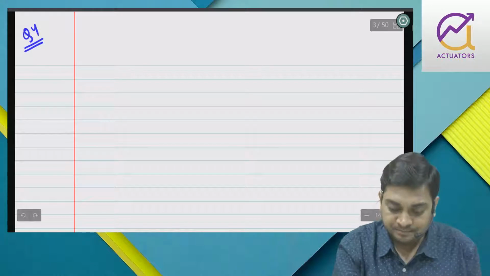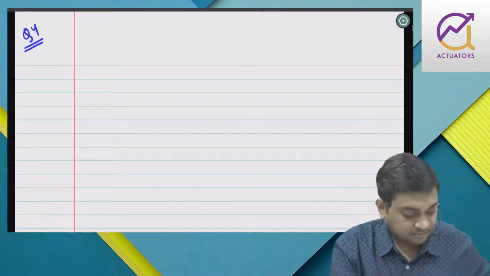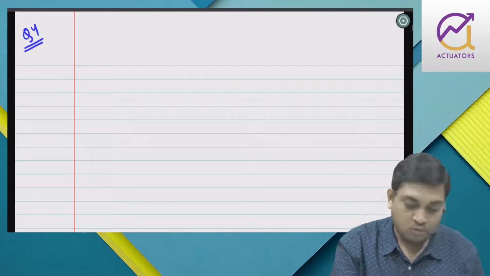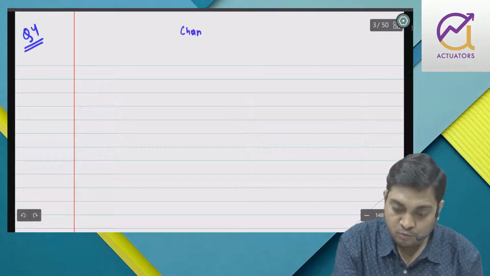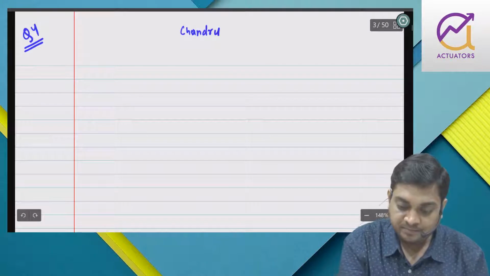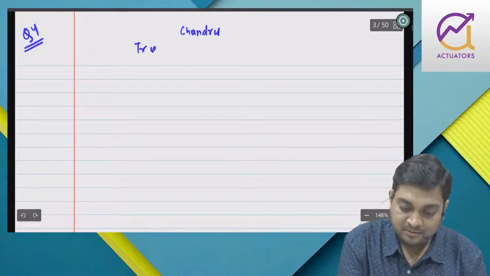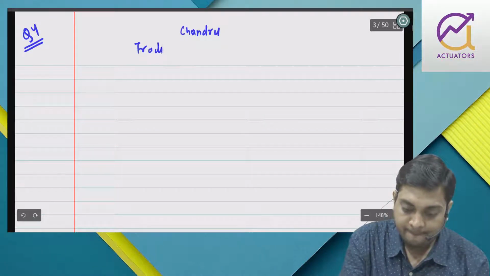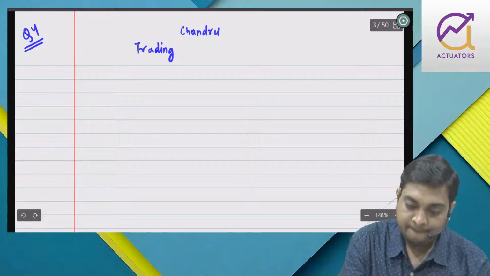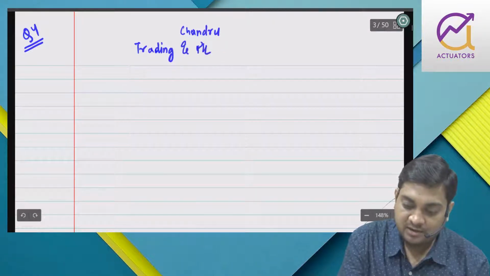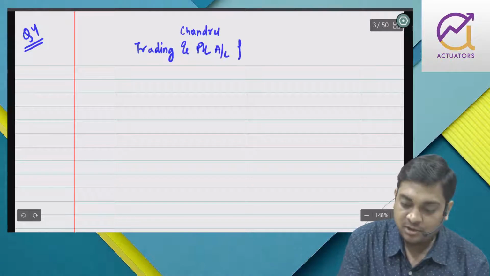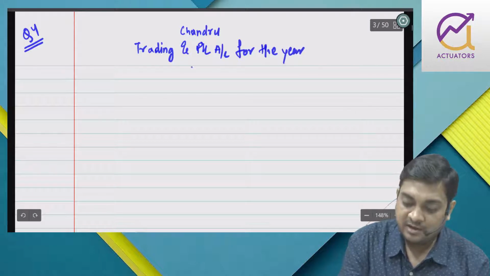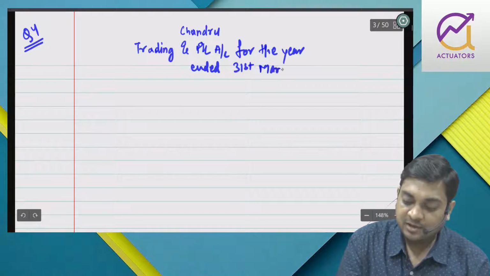So first of all, name is Chandru, right? We have to prepare trading and profit and loss account for the year ended 31st March.